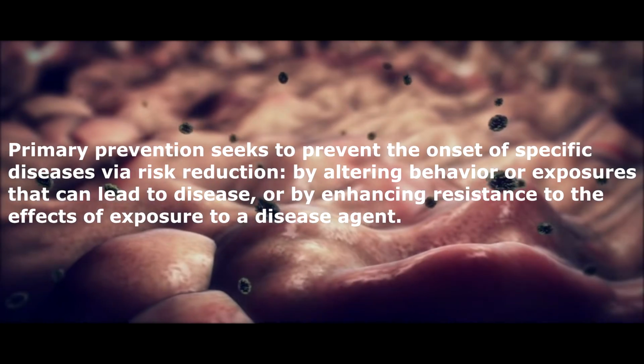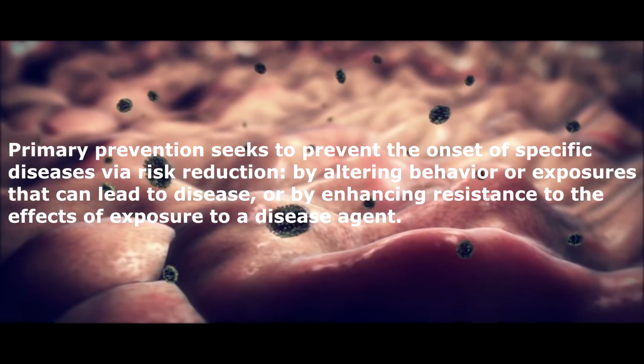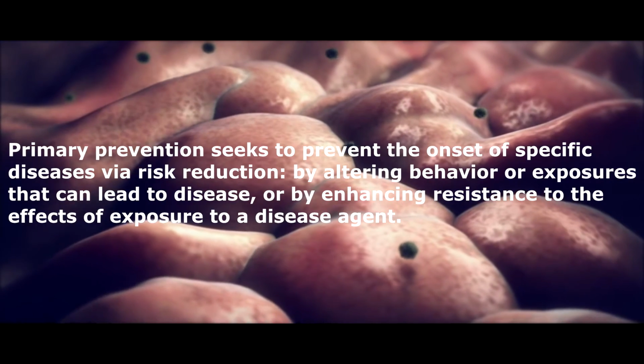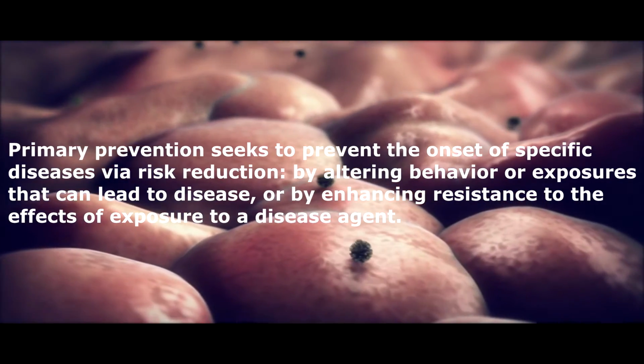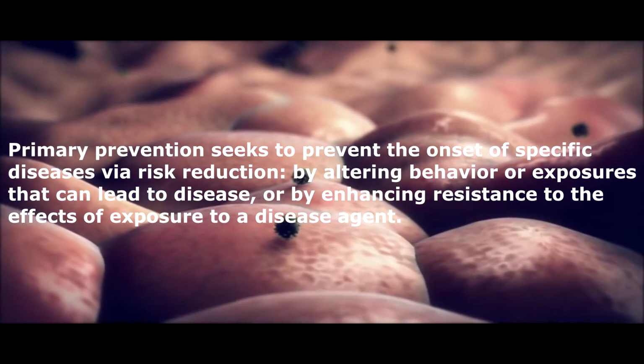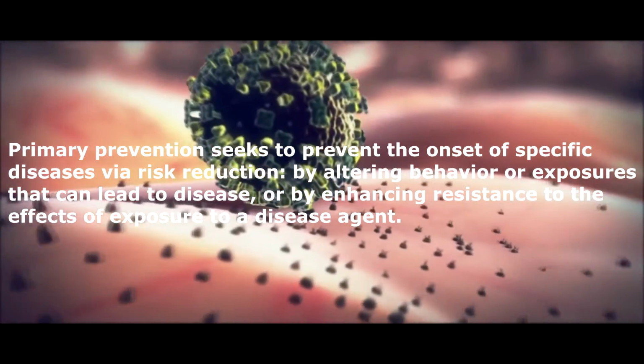The second level of prevention is called the primary prevention. Primary prevention seeks to prevent the onset of specific diseases through risk reduction by altering behaviors or exposures that could lead to the disease, or by enhancing resistance to the effects of exposure to a disease agent. The most predominant example of primary prevention that people take annually is getting your vaccine shots. I hate needles. It's okay, we have lollipops for everyone.